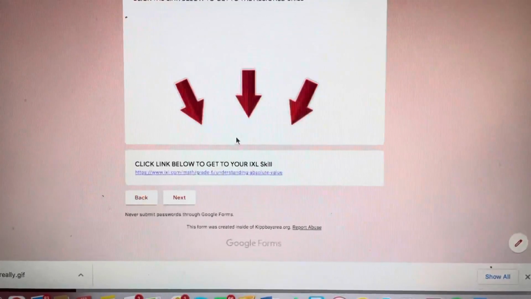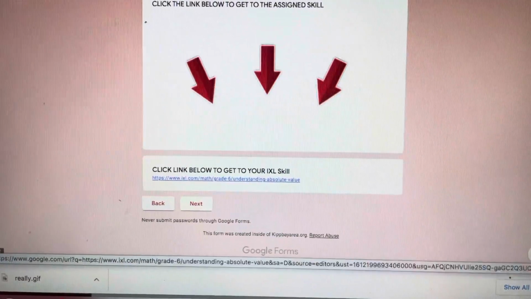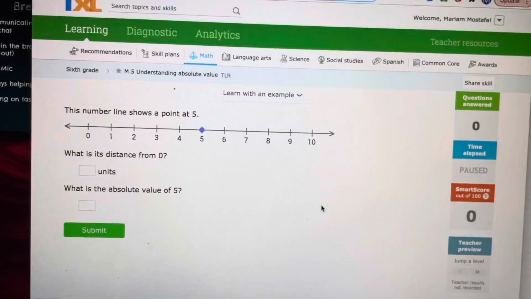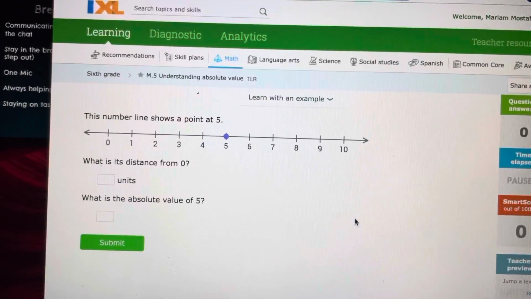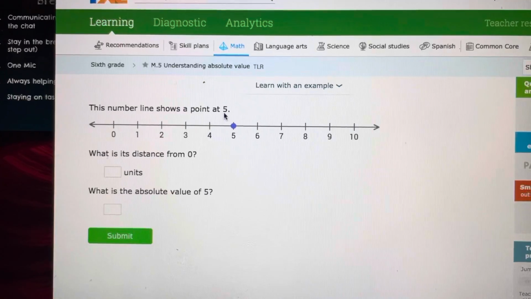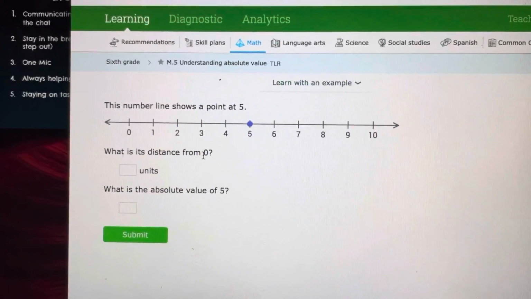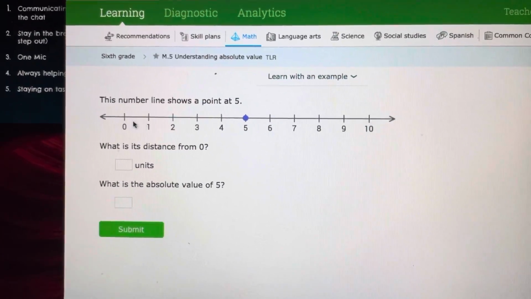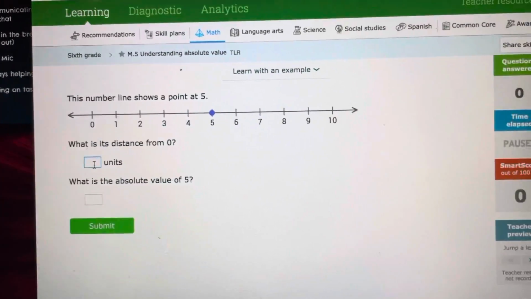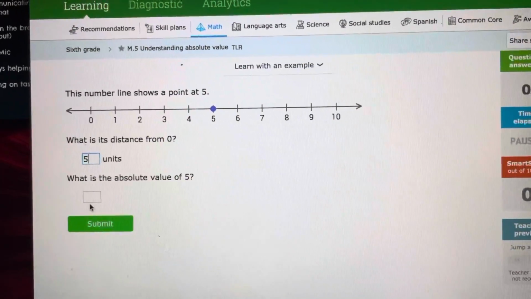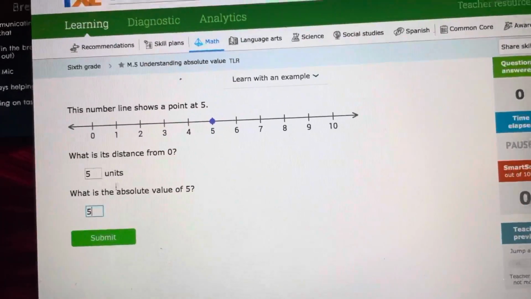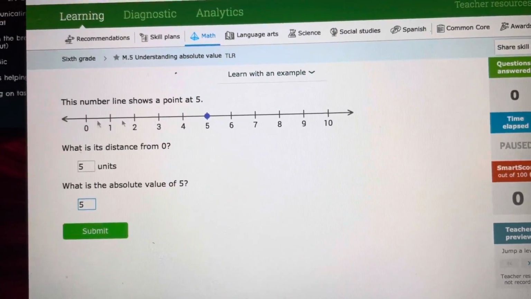So at the bottom, you'll see the link right here. You're gonna go ahead and click that link, and it's gonna lead you to these examples. And so what it's gonna ask you to do is it's gonna say, this number line shows a point at 5. What is its distance from 0? And so if we look at 5, its distance from 0 is obviously 5. Which means, what is the absolute value of 5? It's 5. So the absolute value is always a number's distance from 0.